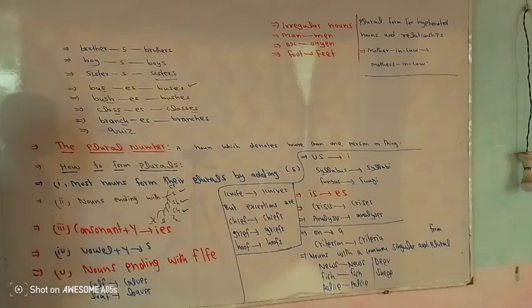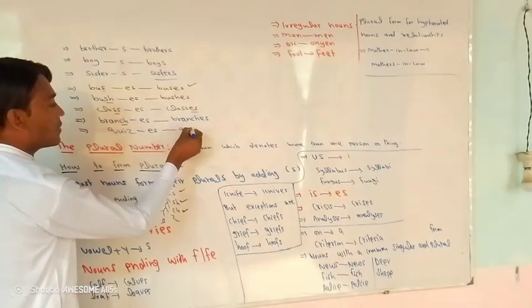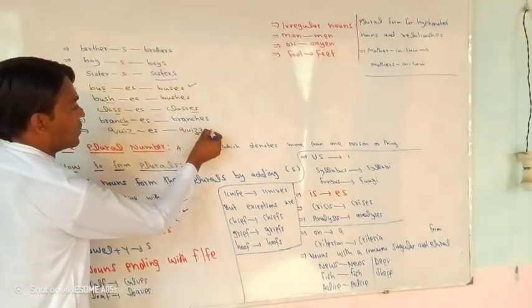So what will you do? If you want to convert this, you will double the last letter. For example, I add es, so I can say quizzes. That is called quizzes. I'll write here quizzes.